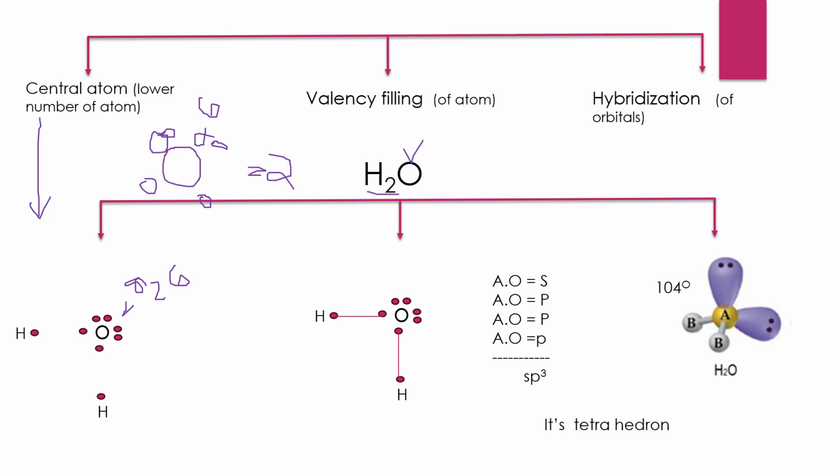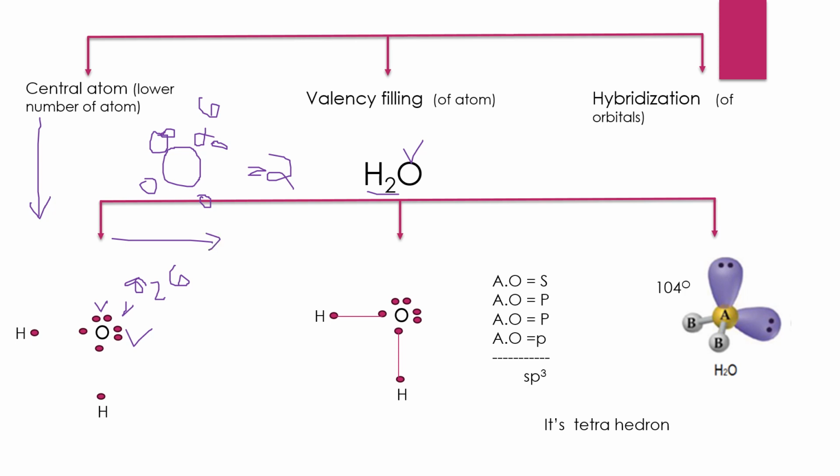So here we will say that we have 2 lone pairs. A lone pair does not have any contribution in the geometrical representation, but it affects the degrees, or we can say the angle, of that molecule. So let's move on to the second step.